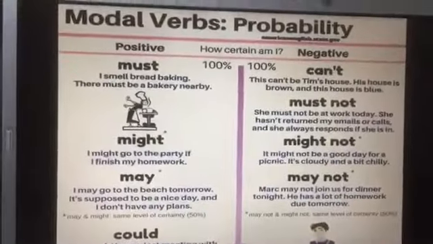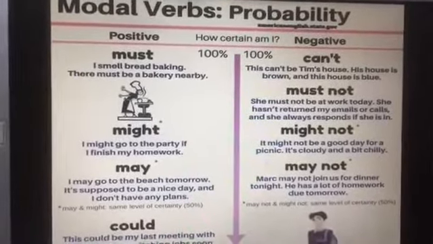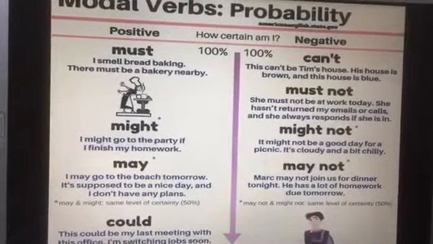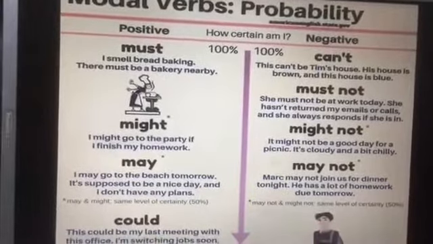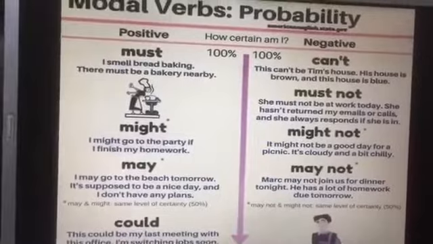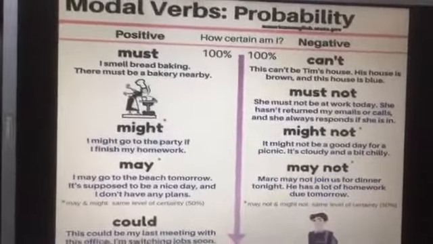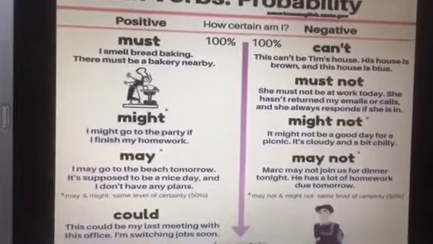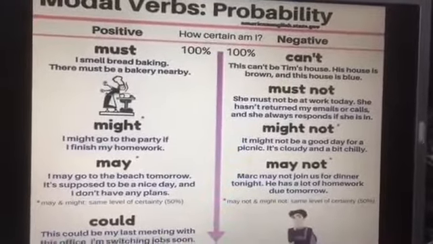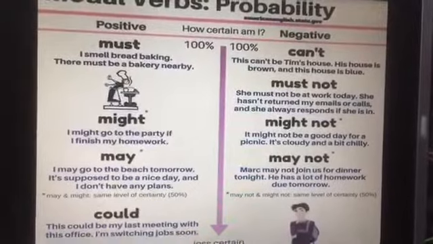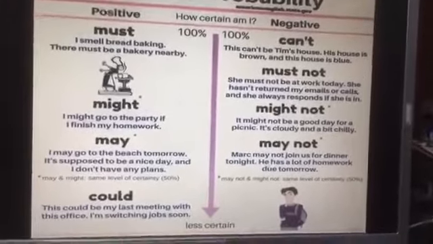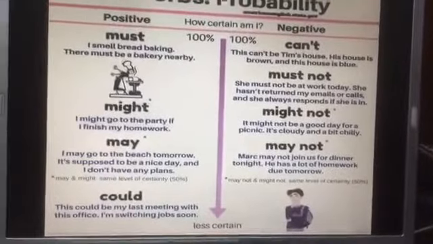Right? Then we have modal verbs for probability. Probability, how certain it is. Like for positive and negative. Must becomes mustn't or must not. Might not, may not. Can becomes can't. Like must, 100% sure. I smell bread baking. There must be a bakery nearby. And might, I might go to the party if I finish my work. May and could are like less certain. I'm very uncertain about going.